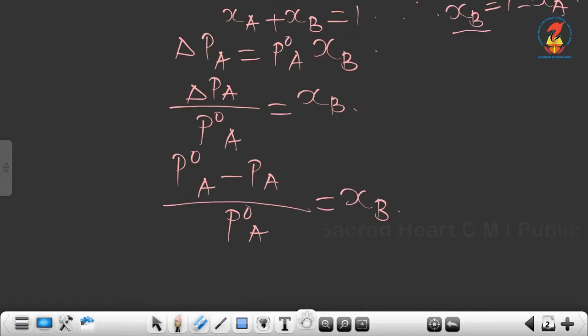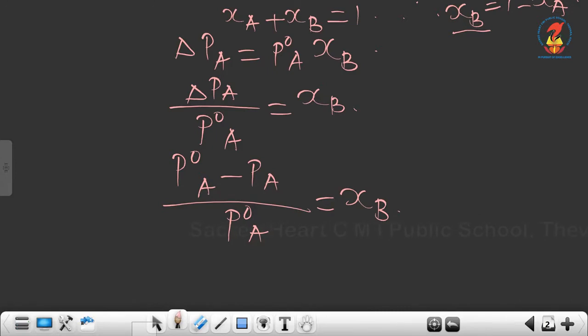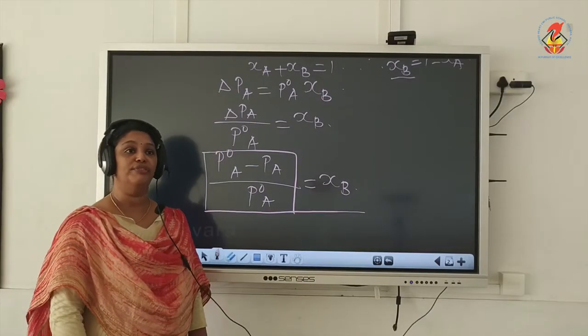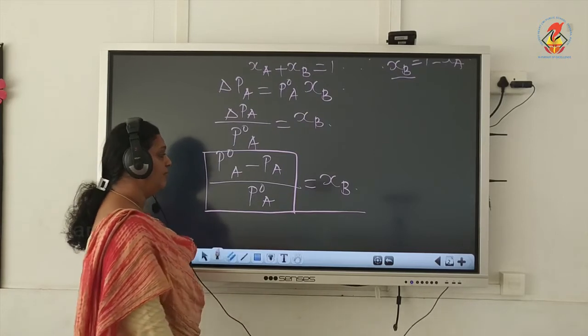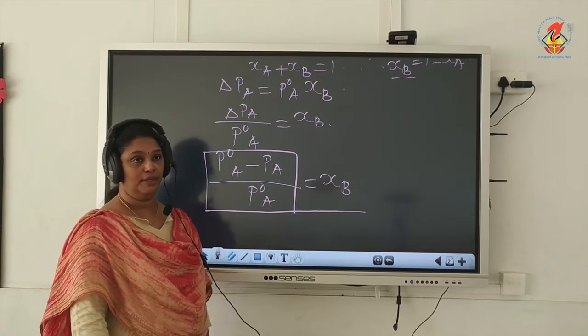So this is the answer for our first question, that is, show that the relative lowering of vapor pressure is equal to the mole fraction of solute. XB is our solute, and this term, P naught A minus PA divided by P naught A, is the relative lowering of vapor pressure. So this is the expression to prove that relative lowering of vapor pressure of solvent is equal to the mole fraction of solute.